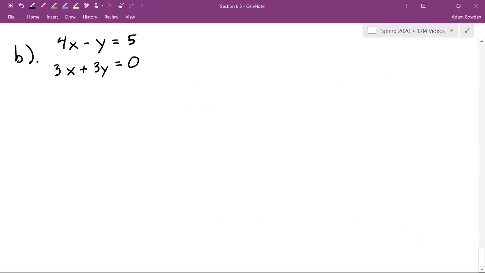Here's another system that I'm going to use matrix operations to solve. And the first thing again to do is to set this up as a matrix. So down the first row, row 1, that'll go for the first equation, 4, negative 1, and 5. And then for row 2, I'm going to put 3, 3, and 0.